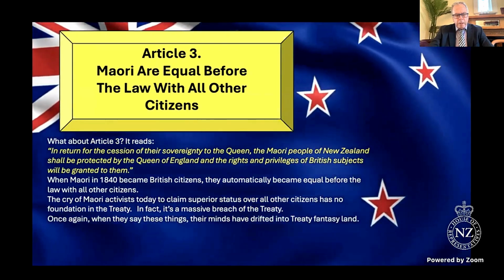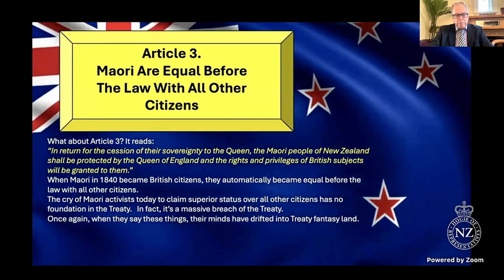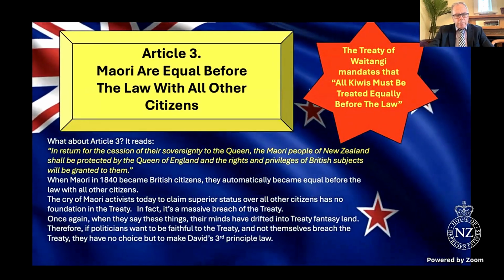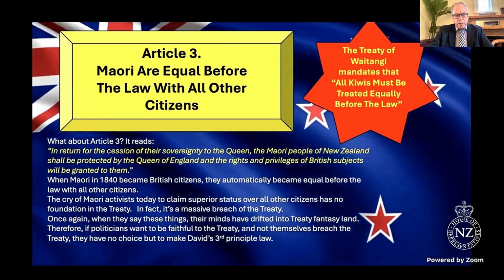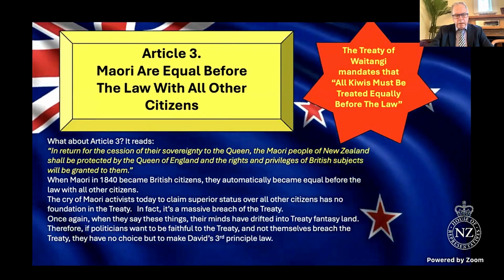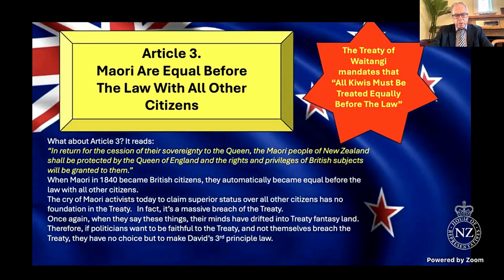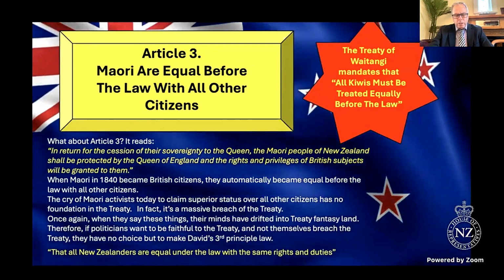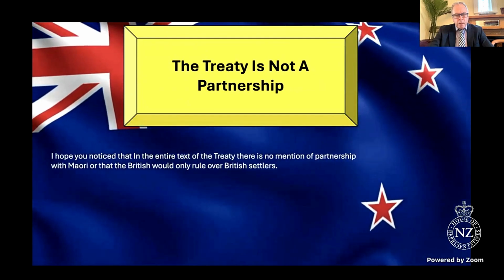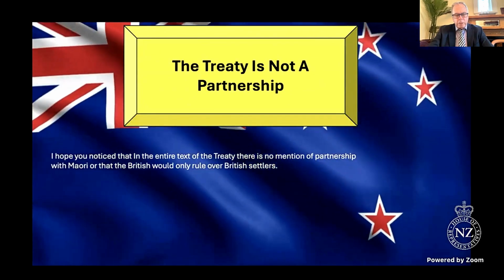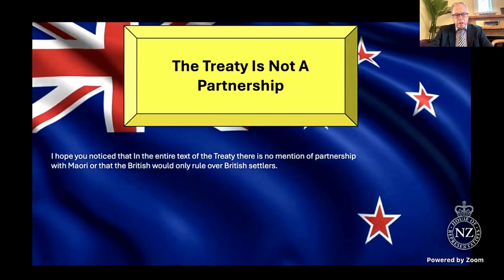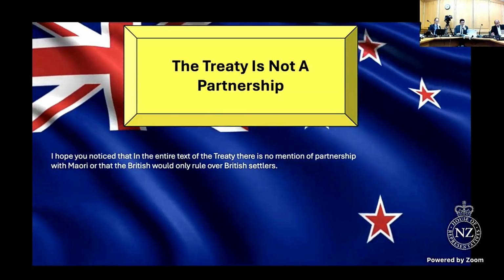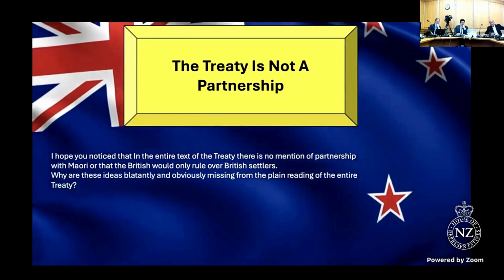Once again, when they say these things, their minds have drifted into what I call treaty fantasy land. Therefore, if politicians want to be faithful to the treaty and not themselves breach the treaty, they have no choice but to make David's third principle law, that all New Zealanders are equal under the law with the same rights and duties. Finally, there is no partnership in the treaty. I hope you notice that in the entire text of the treaty, there is no mention of partnership with Maori, or that the British would only rule over British settlers.